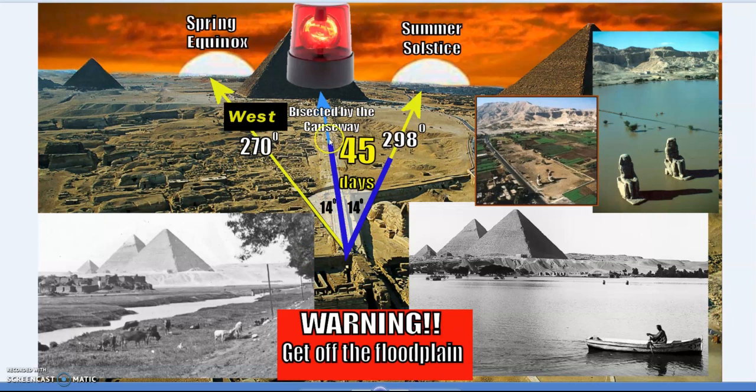One of the reasons, so for instance, from the zero point, Khafre Valley Causeway bisects the angle between spring equinox and summer solstice. This is repeated again in other sites, for instance Heliopolis and others. But why would this 14 degrees be important? Because it gives you a 45-day warning prior to solstice that the flood's coming.